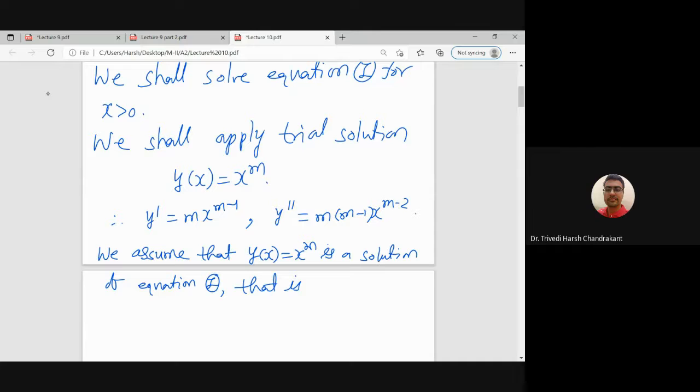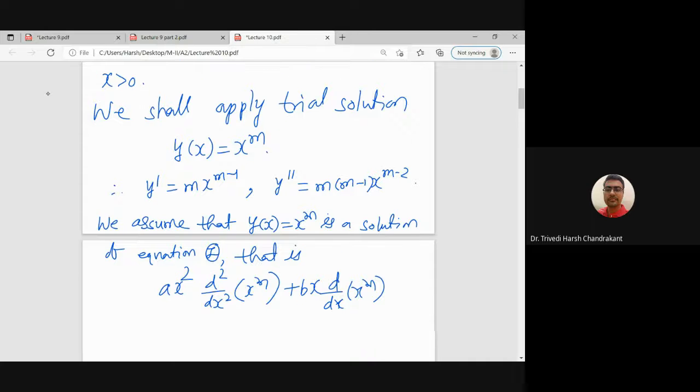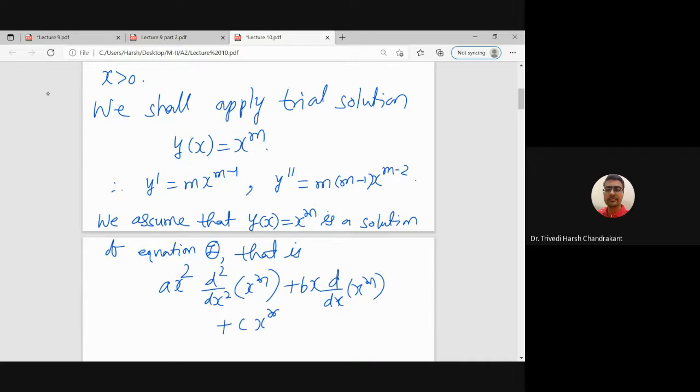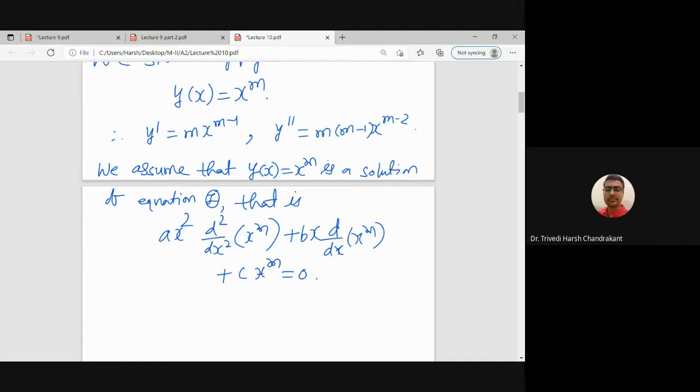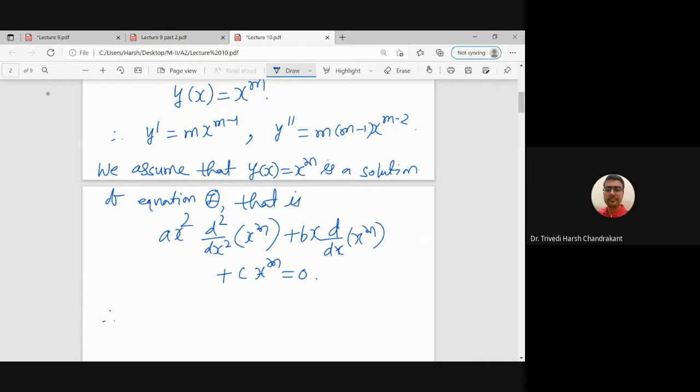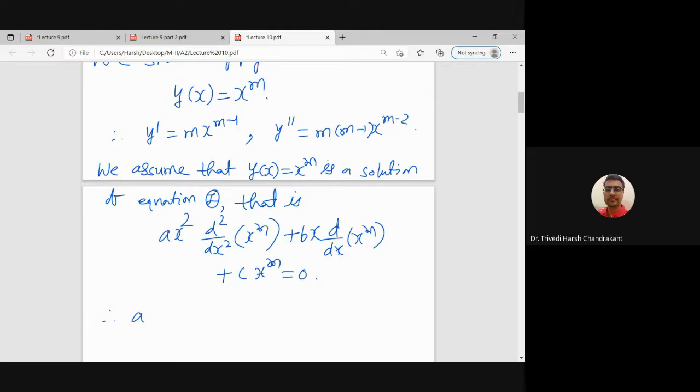So that means we have a x square times the second derivative of x power m, plus b x times the first derivative of x power m, plus c times x power m is equal to 0. So x power m satisfies the given differential equation. Now we know the derivative of x power m and the second derivative of x power m. So we'll substitute these values.